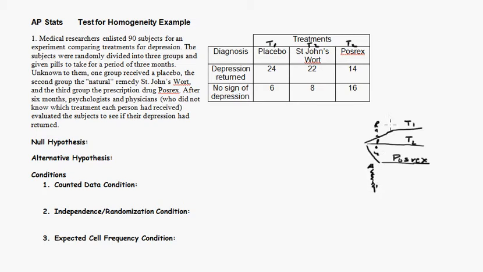I have no idea, but they don't show replication. But we know the total. We could probably find the total. I didn't add them up, but there's a total. So we would assume that there's some replication. Let's see, this would be 30. So the total is 90. Each group got 30, had 30 people.